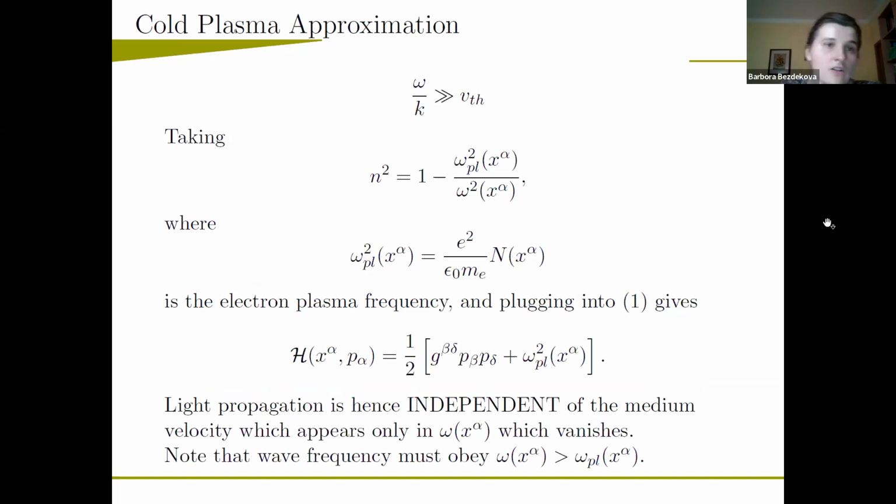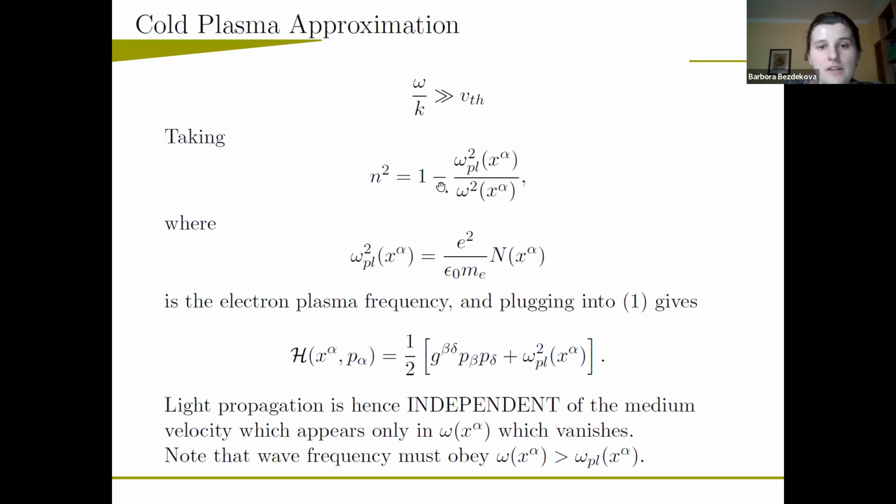And as I said, the cold plasma approximation is usually used. It is specific because, I should maybe say that a cold plasma approximation means that the phase velocity of the wave in this medium is much larger than the thermal velocity of the species forming the plasma. And the refractive index for the cold plasma approximation looks like that, where this omega_pl is the plasma frequency for electrons, which depends on the density of the medium.